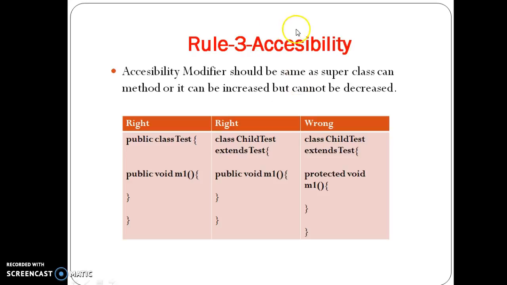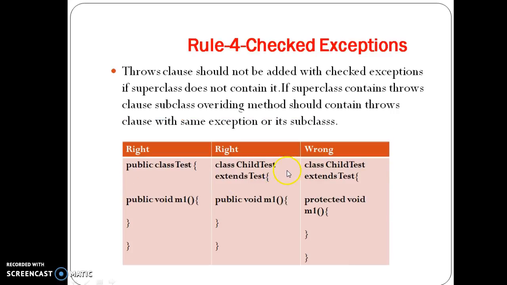Next, accessibility. This is rule 3. Accessibility modifier should be same as superclass, or it can be increased but cannot be decreased. Suppose we take public class Test with public void m1, and class ChildTest extends Test with public void m1. If you see the access specifier, here it is public, in subclass also it is public, it cannot be protected. This is wrong. Why? Because we are decreasing the accessibility. From public it should be public, it cannot be protected. So public to protected means accessibility is getting reduced.